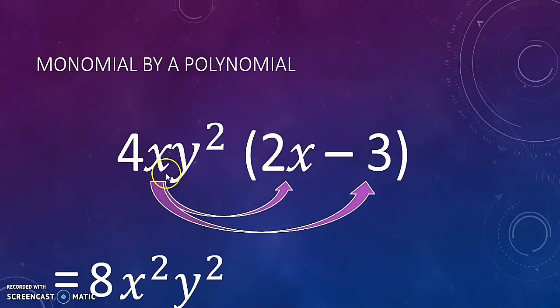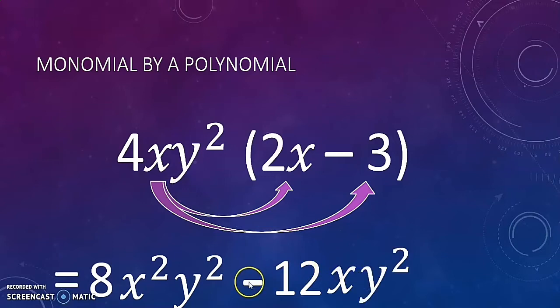And then multiply 4xy squared to the last term, minus 4xy squared times 3. So 4 times 3 is 12. Then copy xy squared. So our product is 8x squared y squared minus 12xy squared.